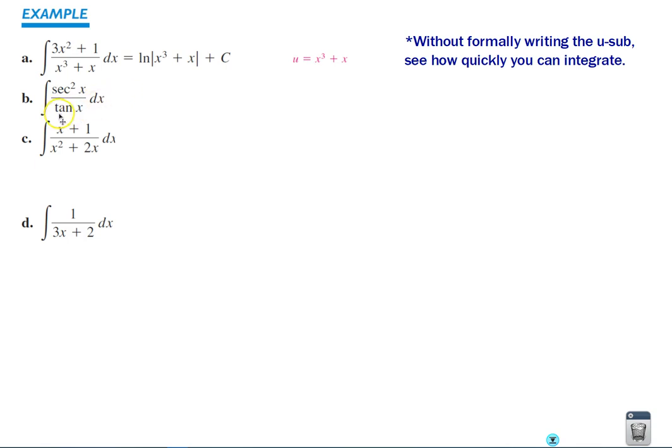This one, the denominator is u. The derivative is secant squared. So it's the natural log of the absolute value of tangent of x plus c. Pretty quick, pretty simple. Okay.